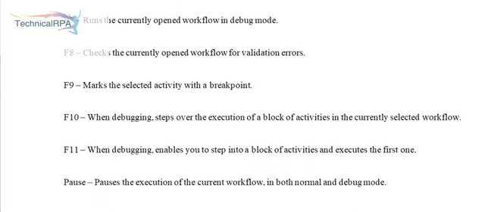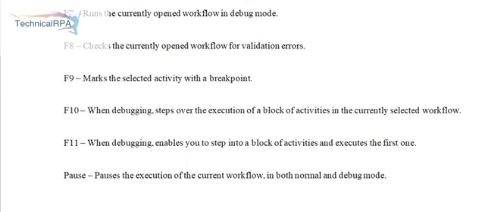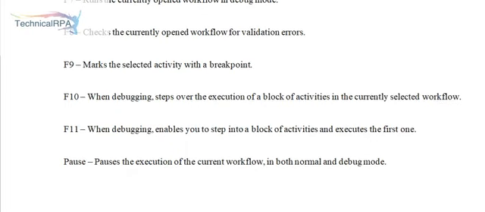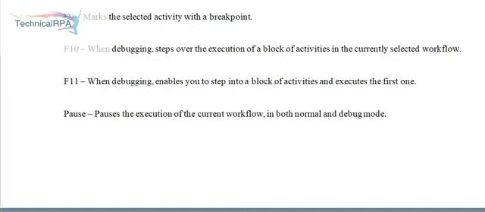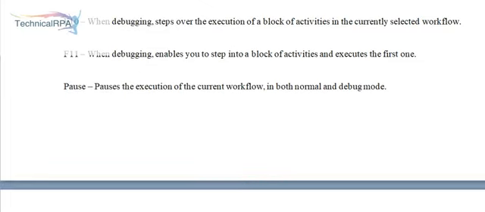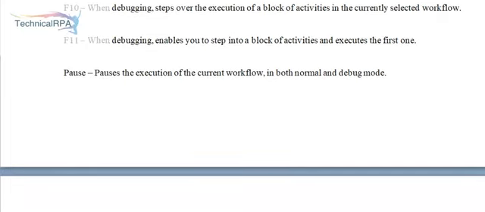F7 runs the currently opened workflow in debug mode. F8 checks the currently open workflow for validation errors. F9 marks the selected activity with a breakpoint. F10, when debugging, steps over the execution of a block of activities in the currently selected workflow. F11, when debugging, enables you to step into a block of activities and executes the first one.